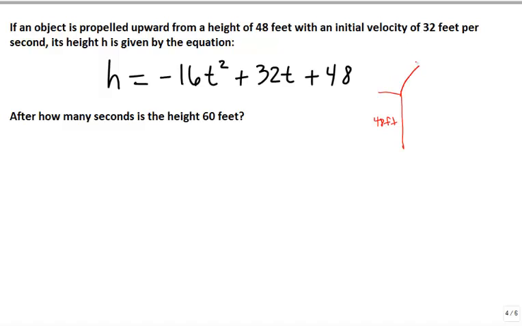So imagine you're standing on a cliff that's 48 feet tall, and you project this ball up into the air with an initial velocity of 32 feet per second. So you're throwing it really, really hard. It's going to go up, but eventually gravity is going to pull it back down to the earth.